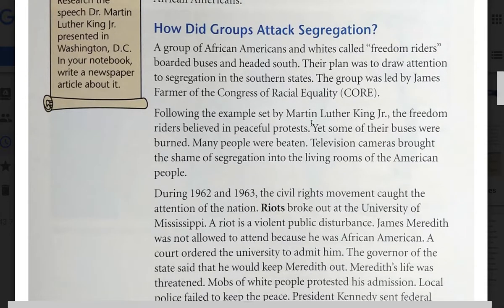How did groups attack segregation? A group of African Americans and whites called Freedom Riders boarded buses and headed south. Their plan was to draw attention to segregation in the southern states. The group was led by James Farmer of the Congress of Racial Equality, or CORE. Following the example set by Martin Luther King Jr., the Freedom Riders believed in peaceful protests. Yet some of their buses were burned. Many people were beaten. Television cameras brought the same shame of segregation into the living rooms of the American people.